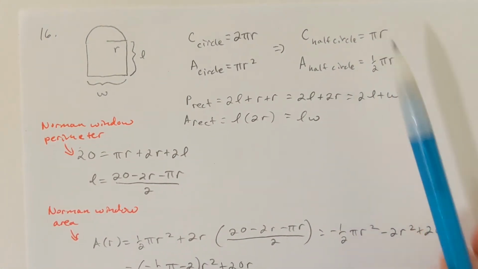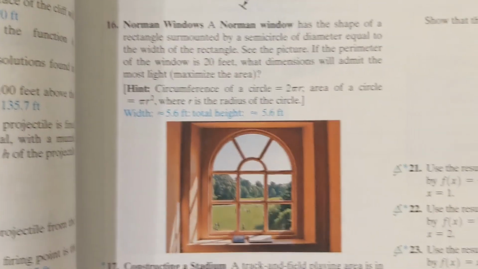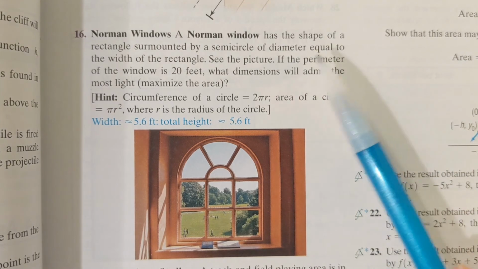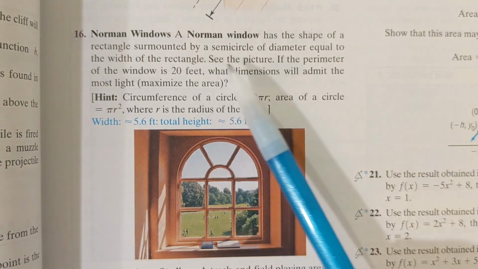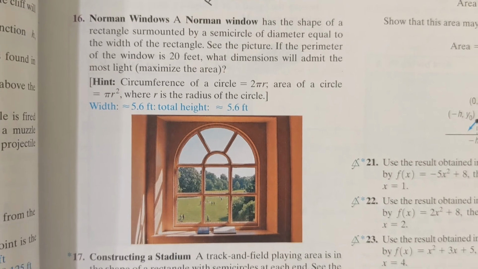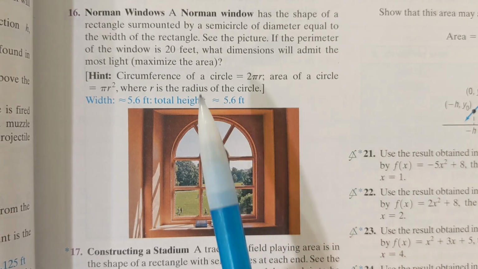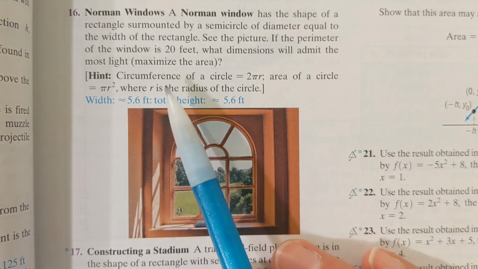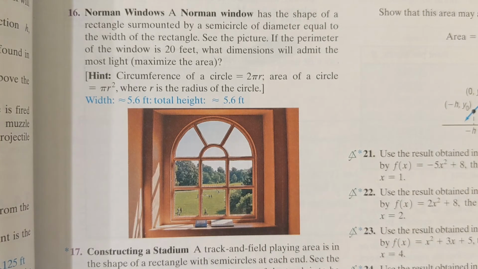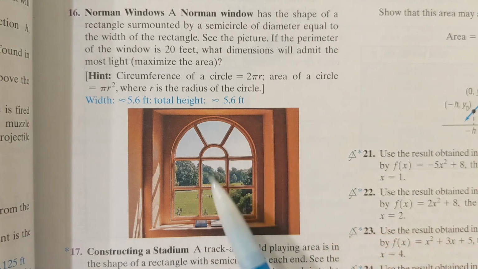Problem 16. You've got a Norman window has the shape of a rectangle surmounted by a semicircle of diameter equal to the width of the rectangle. See the picture. If the perimeter of the rectangle is 20 feet, what dimensions will admit the most light? Maximize the area. Hint, the circumference of a circle is 2 pi r. The area of a circle is pi r squared. R is the radius of the circle.